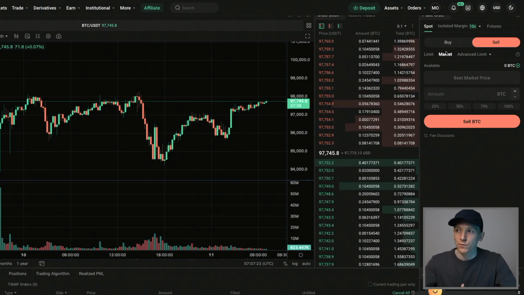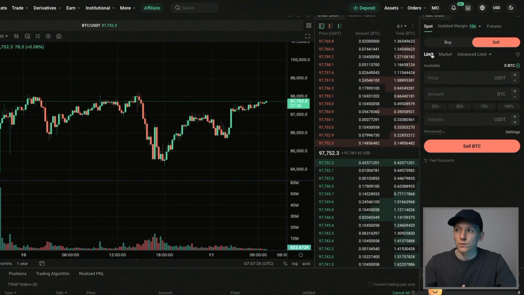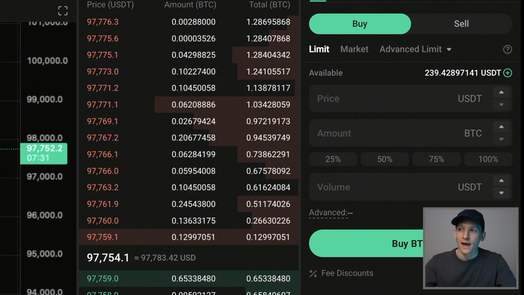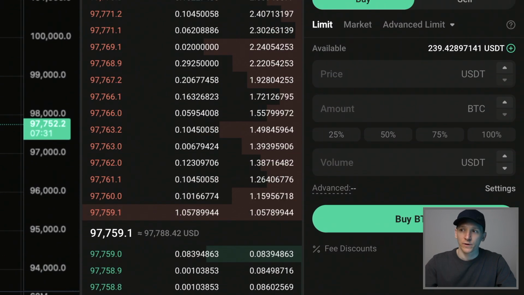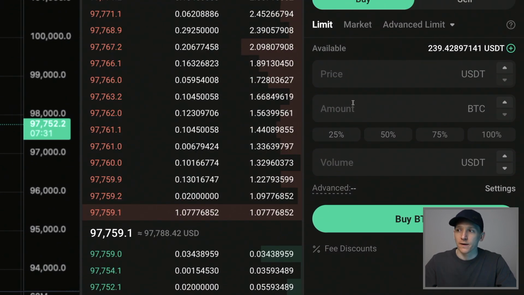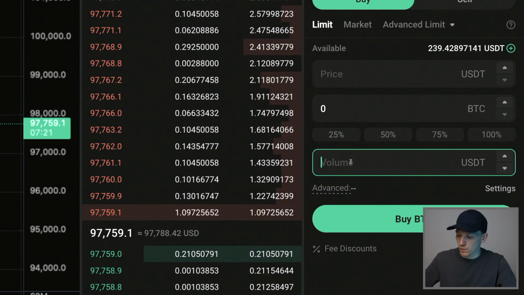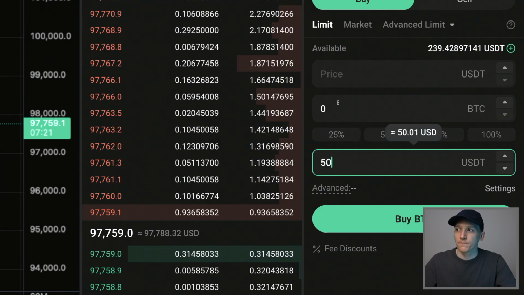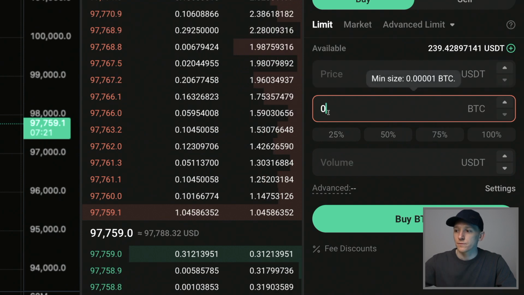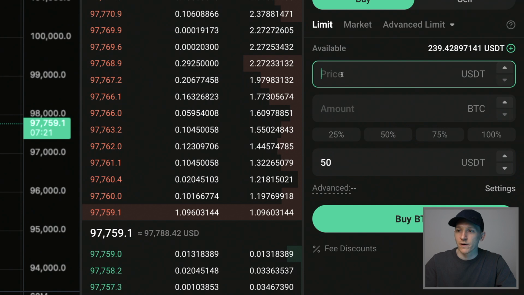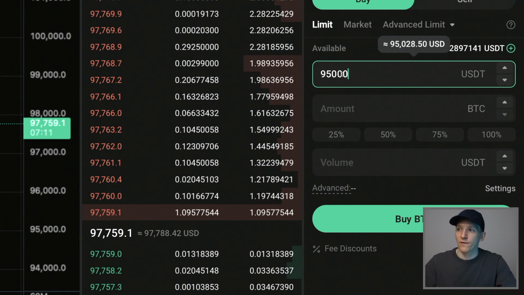So that's market orders. Now, a slightly more professional way to trade is limit orders. Limit orders is where we choose both the amount that we trade and the price that we trade at. So what I'm going to do is press buy BTC. I'm going to choose an amount of Bitcoin to buy, $50 worth right here. And it's going to tell me how much Bitcoin I can trade. So $50, and I want to trade at a price of 95,000.